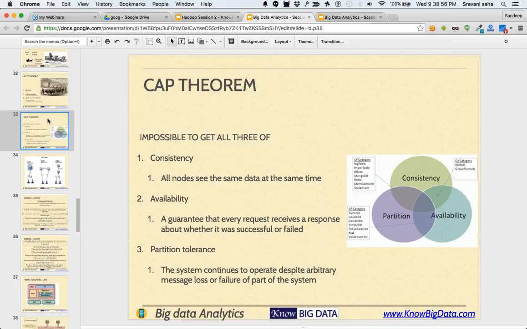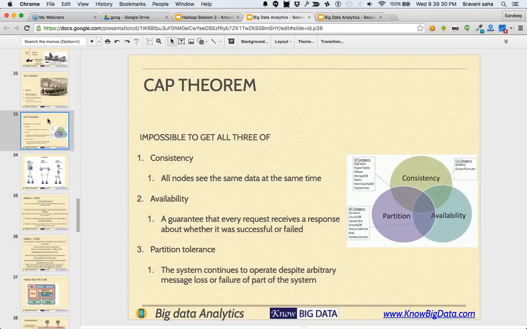All right. Now, there are a few things. One is the CAP theorem. The CAP theorem says that out of three things, C, A, P, C for consistency, A for availability, and P for partition tolerance, you cannot have more than two. You cannot have all three. No matter what database you design, no matter how you design it, you cannot have C, A, and P, all three.